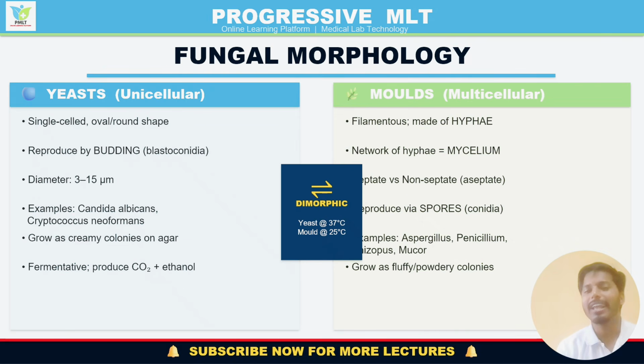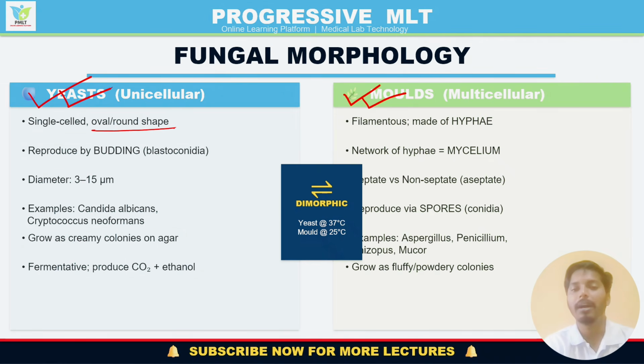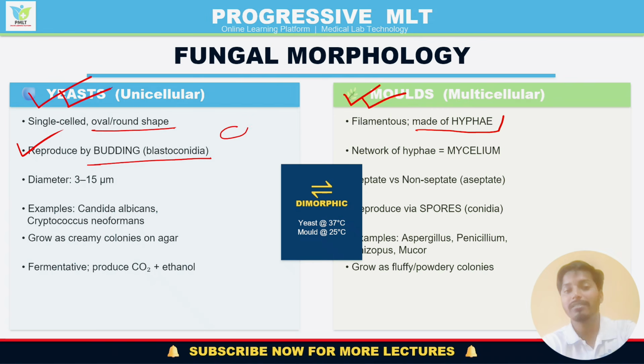Please keep in mind that they have two types of morphology. One is called yeast and another one is called molds. Yeast is always unicellular in nature and mold is always multicellular in nature. Please keep in mind that. Yeast is oval and round in shape, and molds are always made of hyphae. Yeast basically reproduce by budding, but molds are a network of hyphae, which form the mycelium.